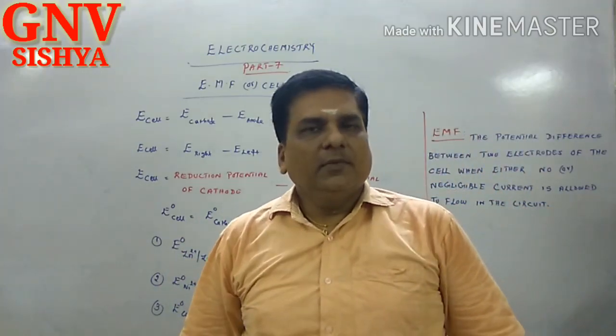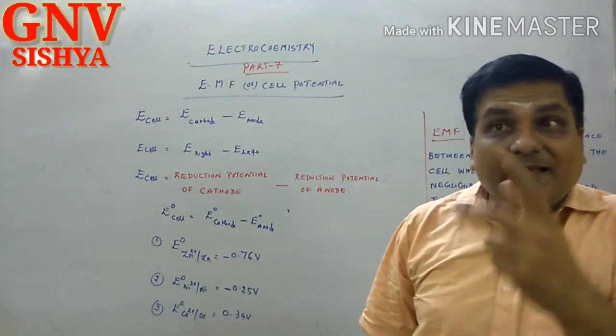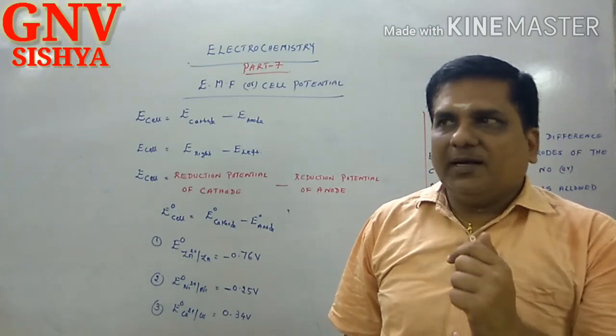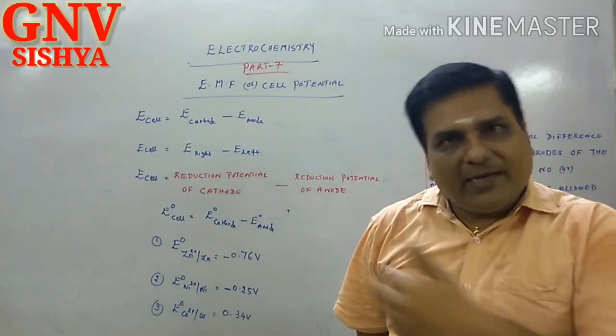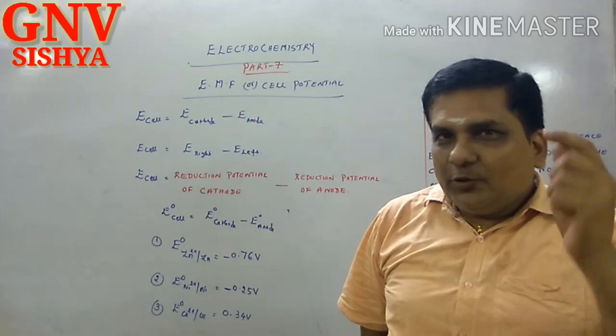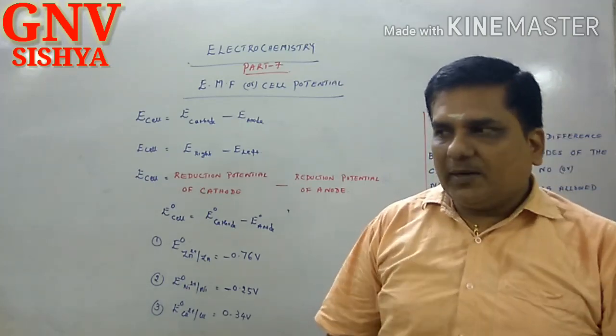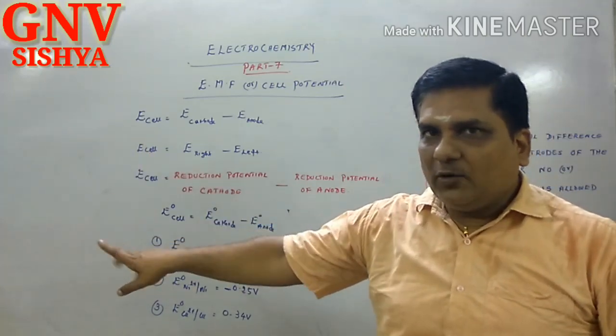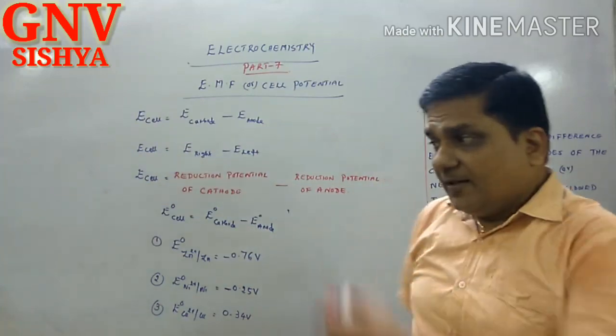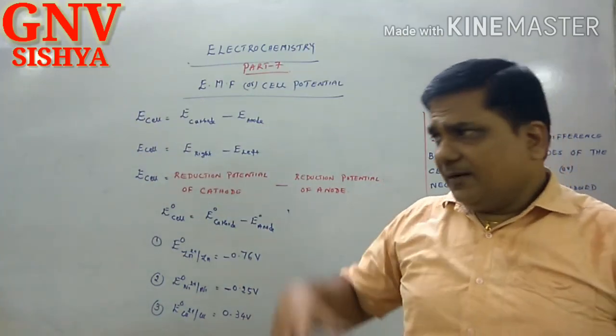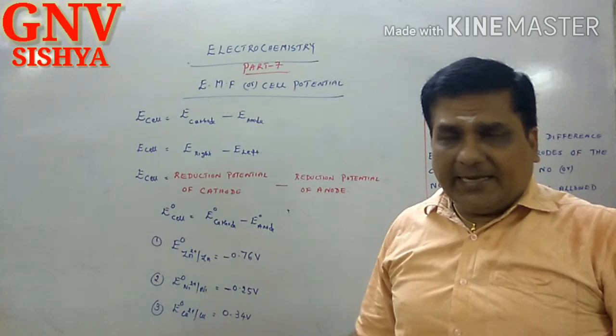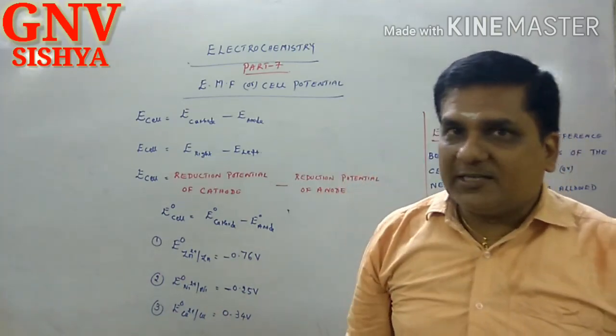Correct? We agree. Okay, but there we have one problem. What problem now? If you sum up, you get the difference. There exists one problem. If you do it with respect to the anode, you measure oxidation potential. When you measure with the cathode, that is the cathode compartment, we talk about reduction potential.